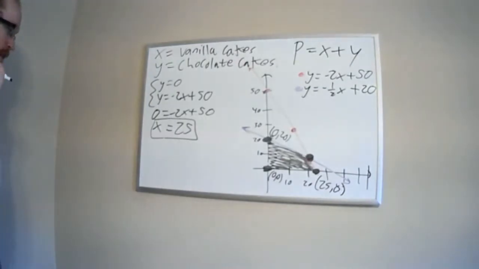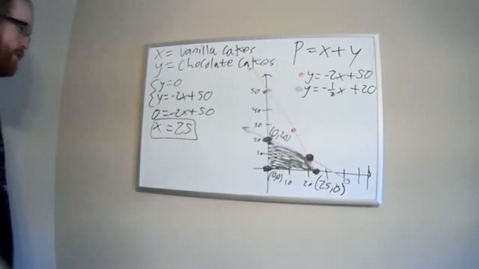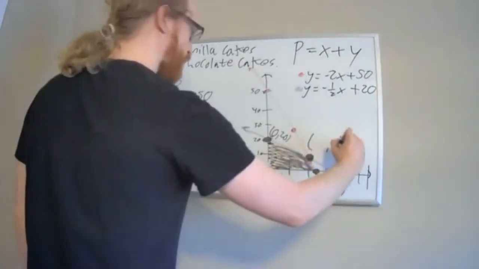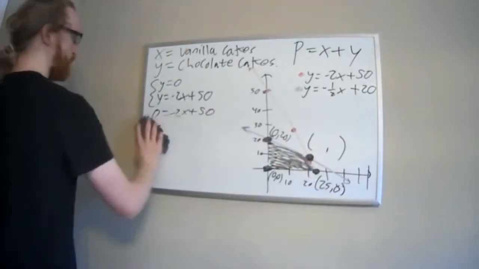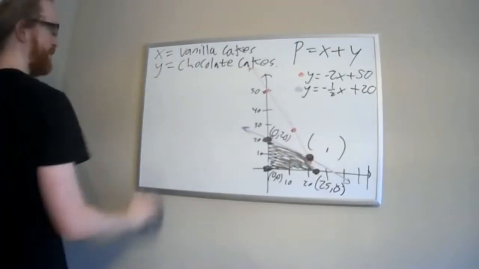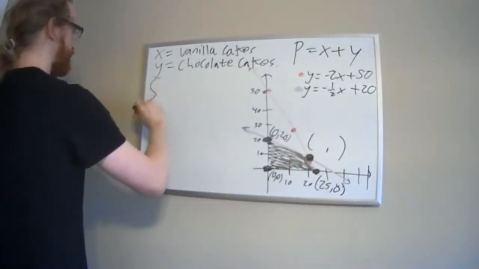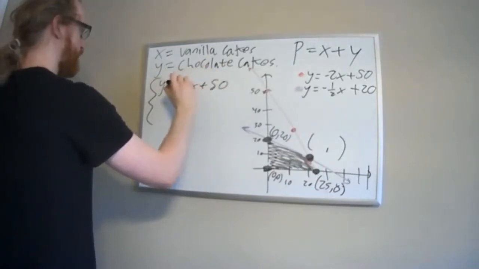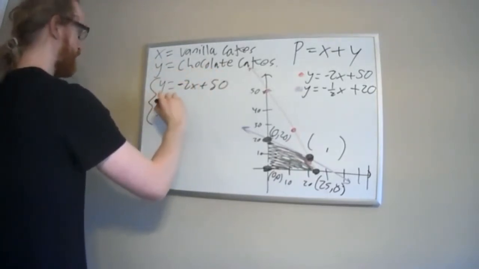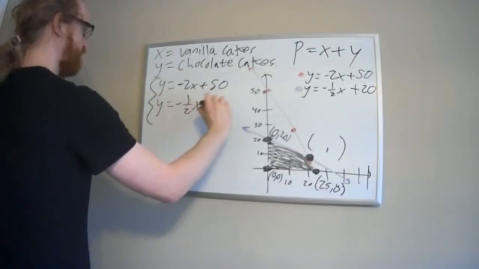Okay. So that leaves one more point. That leaves this point here. What are the coordinates of this point? Let's find out. That's the intersection of the red and the purple. So I take the equations from the red and the purple lines. Red line had y equals negative 2x plus 50. The purple line had y equals negative 1/2 x plus 20.